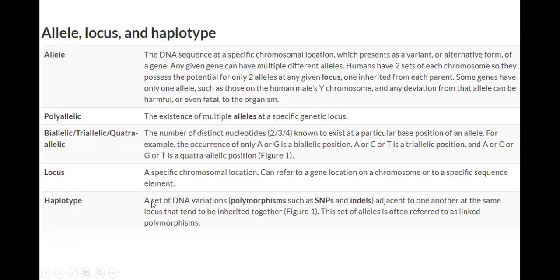A haplotype is nothing but a set of DNA variations, the polymorphisms presented at a given locus or given gene location. They might be called insertions. They might be called substitutions, based on a single nucleotide change, which is called a single nucleotide polymorphism. They may be insertions and deletions, called indels. And remember that these variations in a given chromosome, in a given genetic location, are present at the same locus, a specific location of the gene. And they are inherited together.